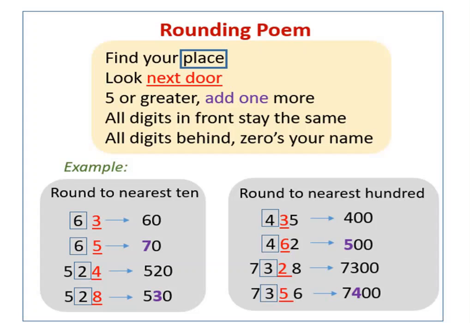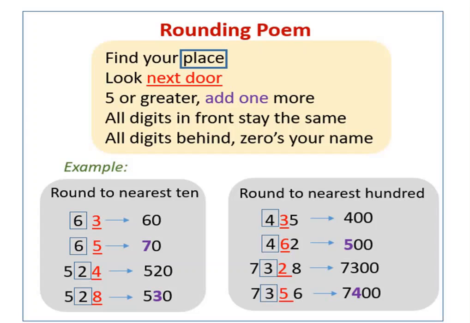So again, the number itself, I circle it or put a square around it. I look at the number to the right of it, underline it. Then I ask myself, is this number more than 5 or equal to 5? Or less than 5? If it's 5 or more, I add 1 to the number I want to round. I add 1.